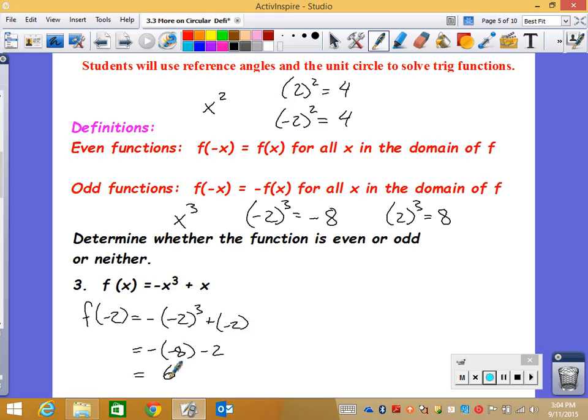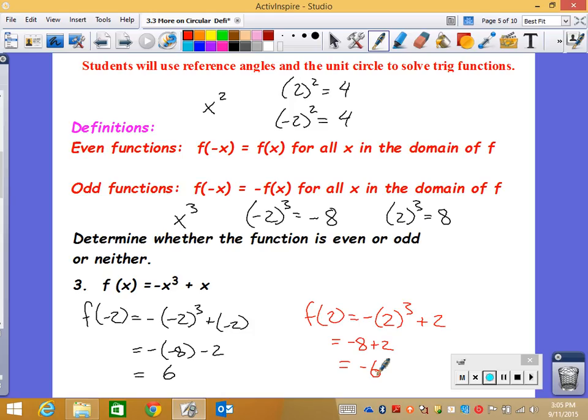Let's try plugging in positive 2 now. f of positive 2, I have negative 2 cubed plus 2. My 2 cubed becomes 8, so negative 8 plus 2, or negative 6. Notice that when I plugged in a negative 2, it became a positive 6. When I plugged in positive 2, it became a negative 6.